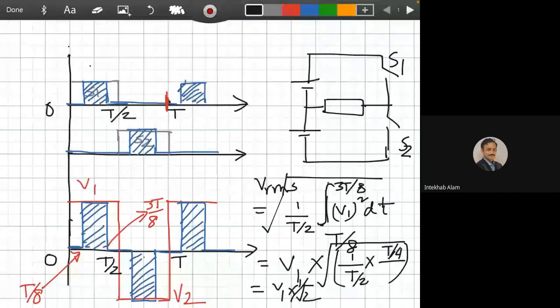So if we change the duty cycle, we can change the RMS value of the output. Changing the duty cycle helps us a lot. This is the main method we exploit to change or regulate the output voltage. Do you have any question up to this point?